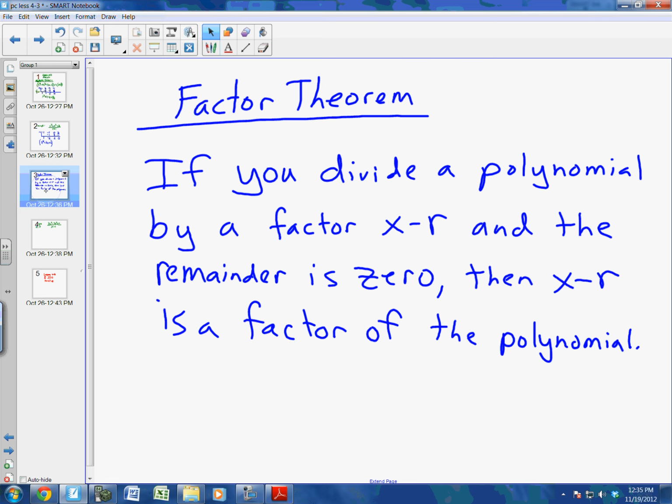All right. I'm going to teach you guys about the factor theorem right here. If you divide a polynomial by a factor x minus r, and the remainder is 0, then x minus r is a factor of the polynomial. Does that make sense, you guys?